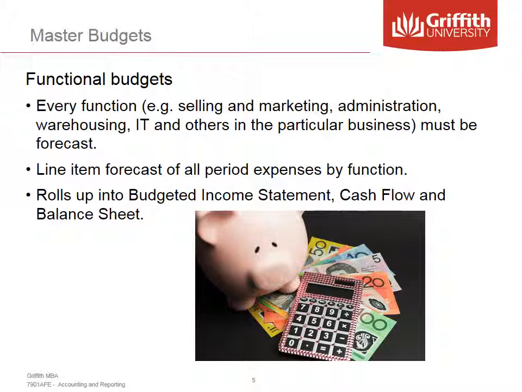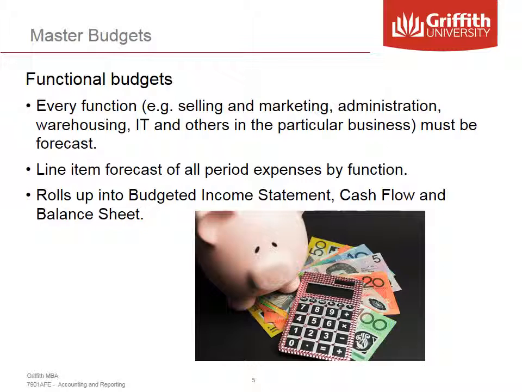Which leads us then to functional budgets. If we have already forecast the top two lines in the income statement, that's the sales line and the cost of goods sold line, then after that, every one of the functional budgets below the gross profit line also has to be forecast. And so you can see again the information flows down to warehousing, information technology, support functions such as administration and HR. Every item in every one of those budgets has to be forecast.